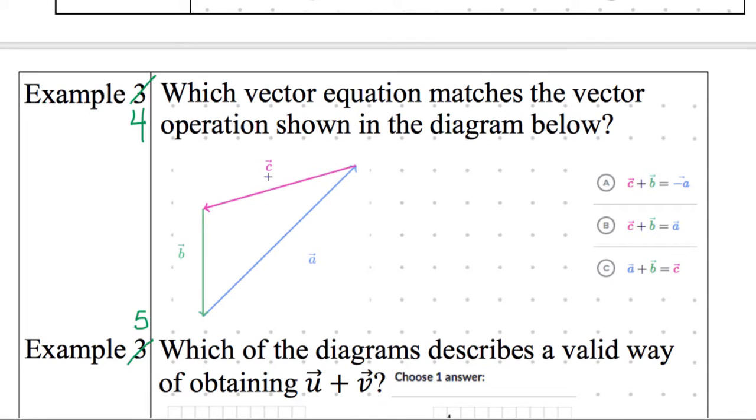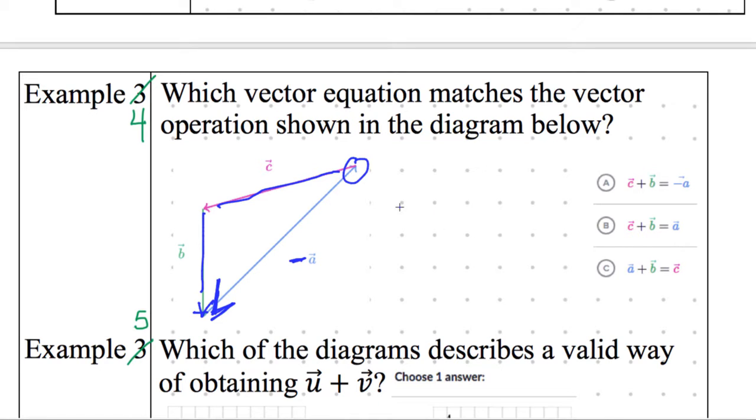Let's try C plus B. It looks like a lot of these are C plus B's. If I do C plus B, that means I'm starting here. I go this way, then go this way. I should end here, which means A should be facing this way, but it's not, which means it should be a negative A. Do any of these say a negative A? Daisy, do you see it?